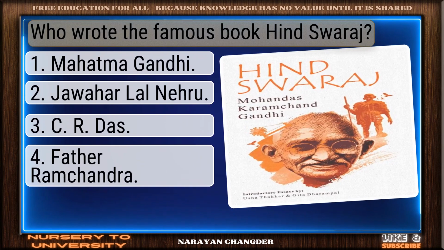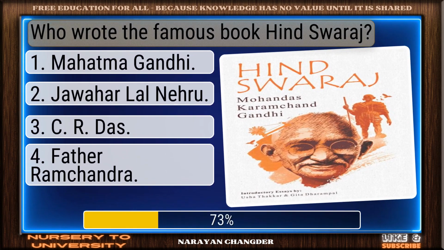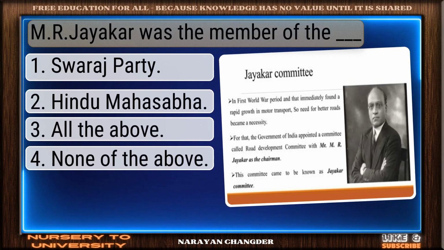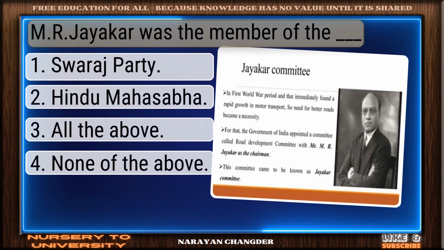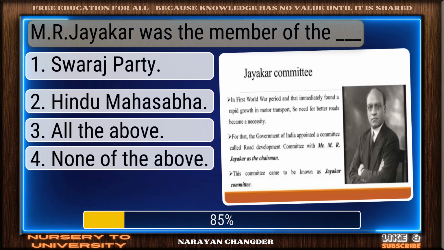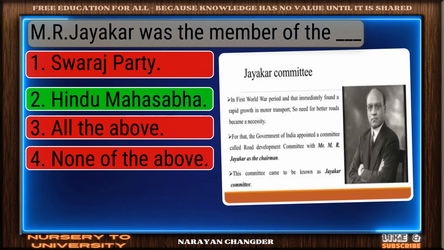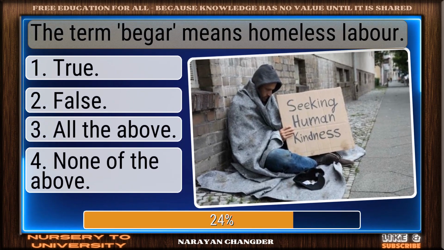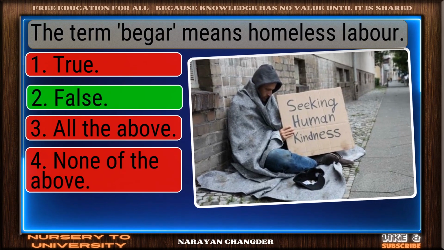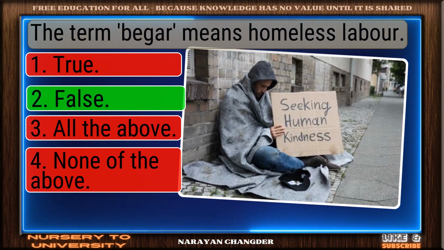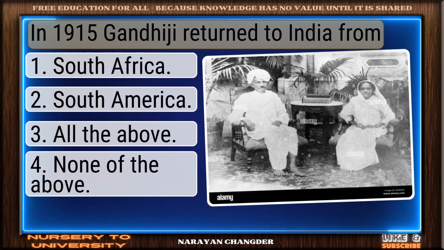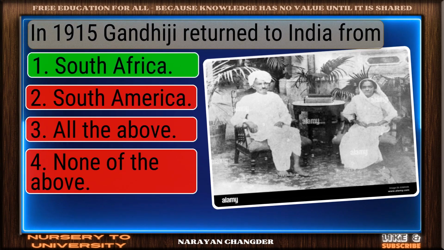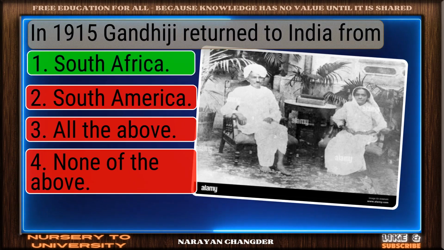Who wrote the famous book Hind Swaraj? Solid response. Mahatma Gandhi is valid. Ernest Jakar was the member of the dash. Well picked. Hindu Mahasabha is correct. The term begar means homeless labor. Smart move. False is accurate answer. In 1915, Gandhiji returned to India from. Good job. South Africa works well.